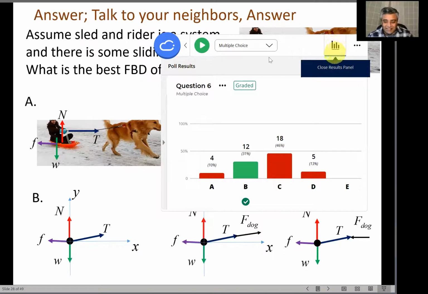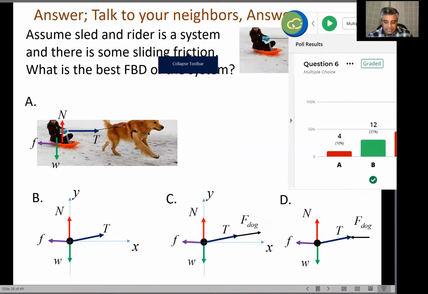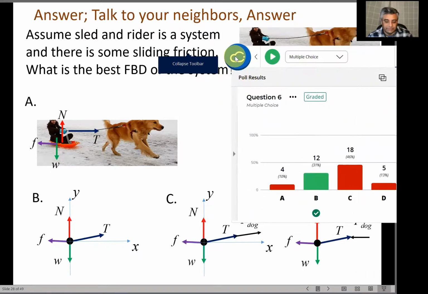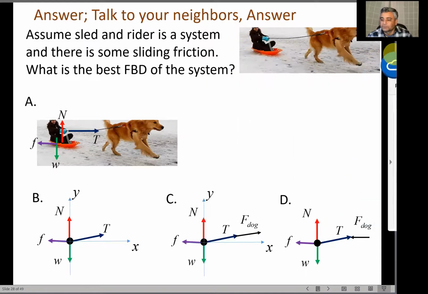Okay, so it looks like B is going to be the best in this case among the given diagrams. A also looks reasonable, but in a free body diagram we replace the object by a dot, so I'm using that. Yes, so that's why B is better than A. But C and D, including the force from the dog in the diagram, is not a good idea. That's wrong. Okay, so let's take a break. We're going to be using this idea to draw free body diagrams and solve problems. That's what we're going to be doing after the break.